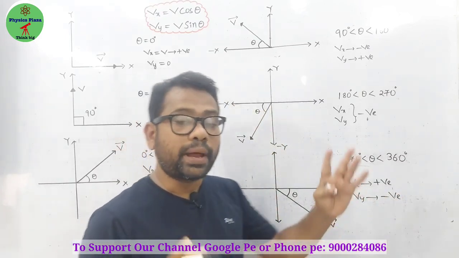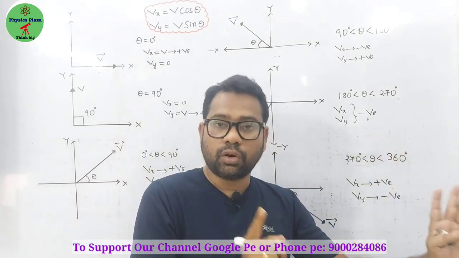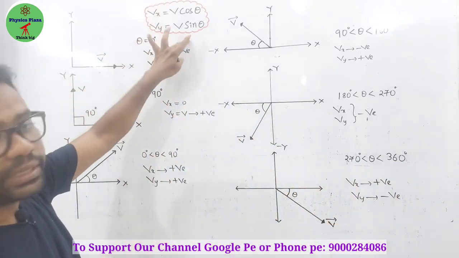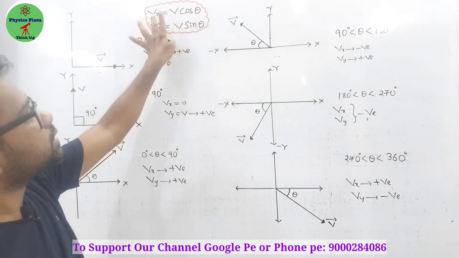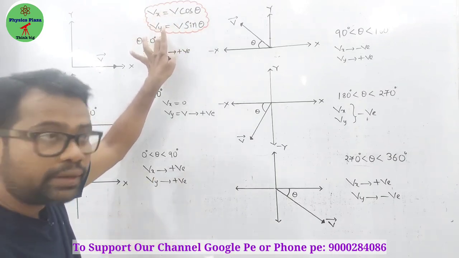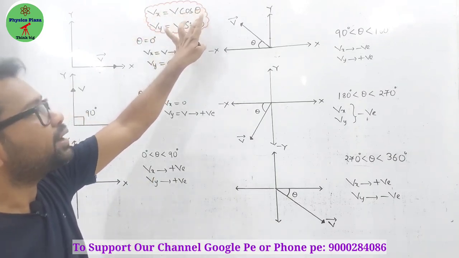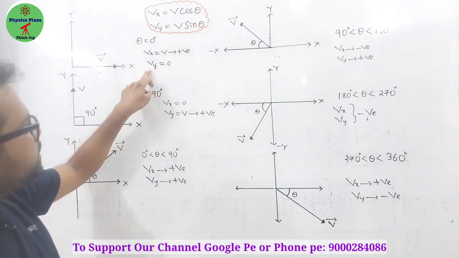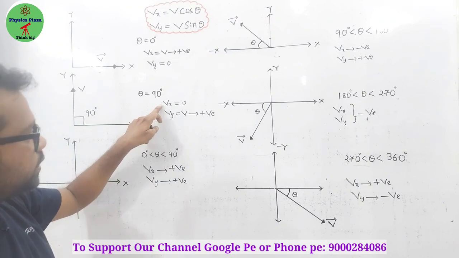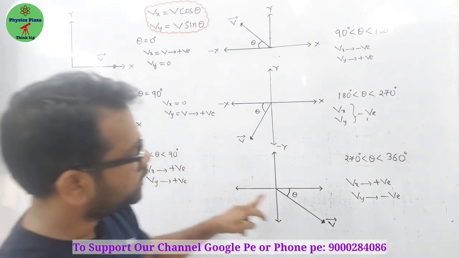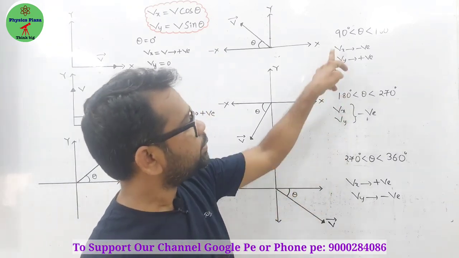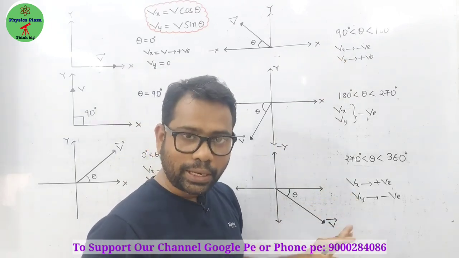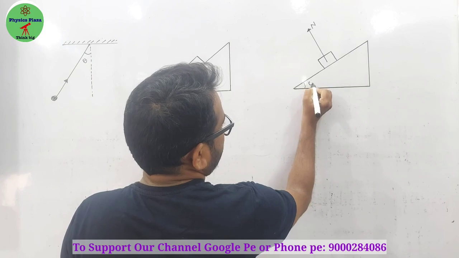Children, try to understand, the magnitudes of Vx and Vy are always positive, but here Vx is V cos theta and Vy is V sin theta, right? So this Vx and Vy sign depends on the angle, for different values of theta. Here the vertical component is 0, here the horizontal component is 0, here both are positive, here both are negative. So one can be positive and one negative, or one negative and one positive. Clear? Just copy this. Here is theta.